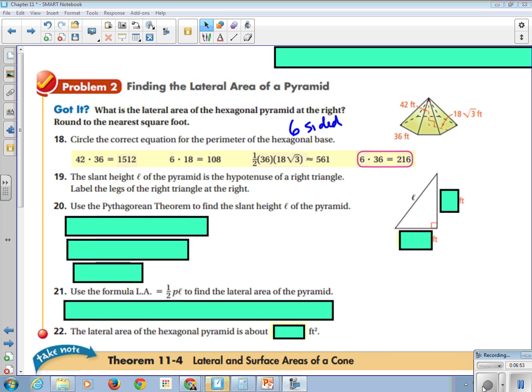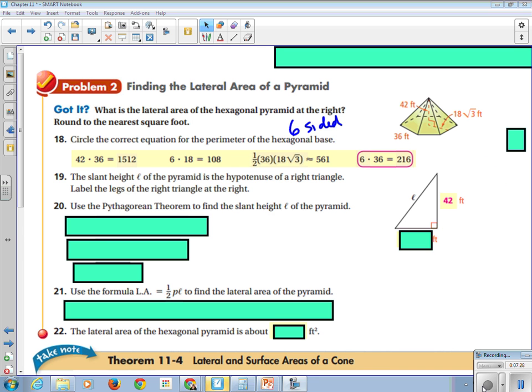The slant height of the pyramid is the hypotenuse of a right triangle. So you guys see this little dashed red triangle here. We know the altitude, we know the distance from the center of our hexagon perpendicular to the outside of the hexagon. So we are going to use the Pythagorean Theorem. So I take this little triangle, I write it right here. Our slant height is the hypotenuse.